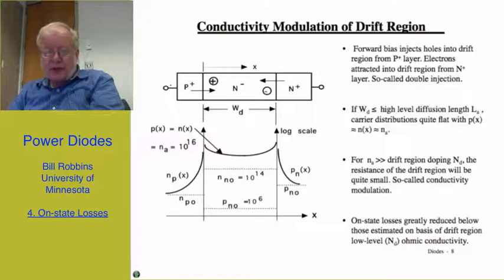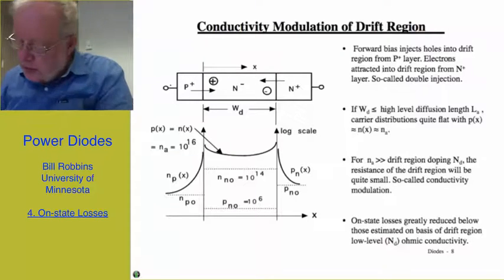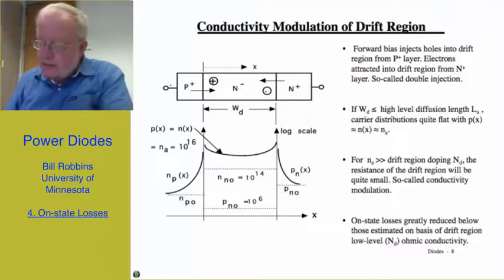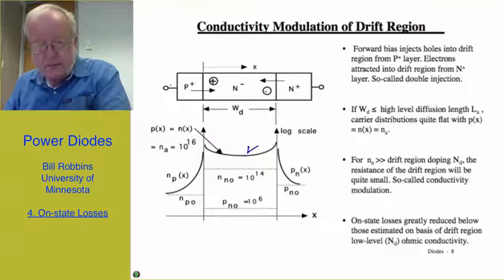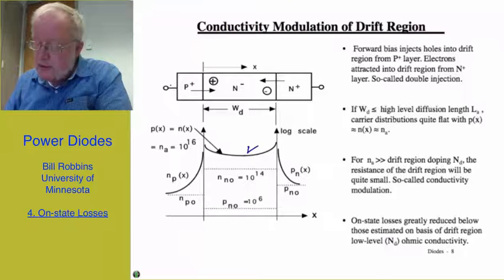If we make the diffusion lengths of these excess carriers at least the same magnitude as the drift region length, it will be possible to achieve a fairly spatially uniform excess carrier density that I've indicated right here. And that excess carrier density on average can be orders of magnitude larger than the thermal equilibrium value.